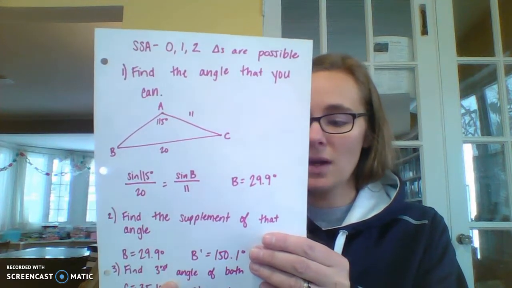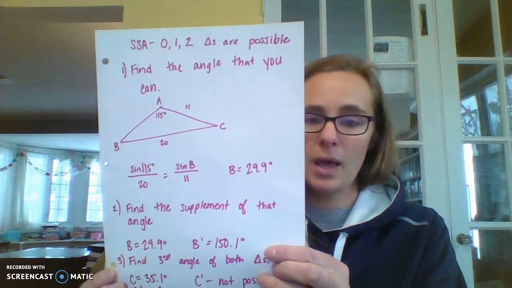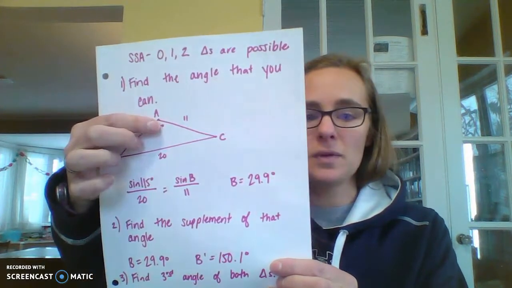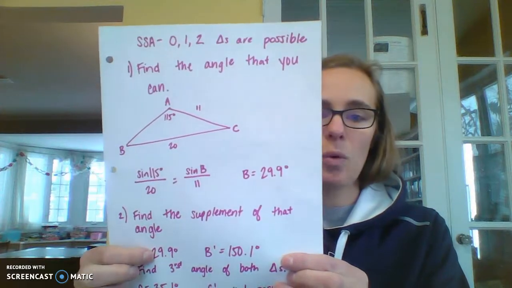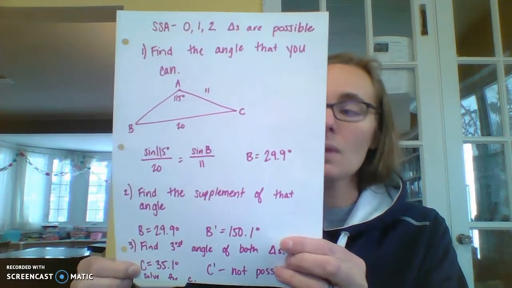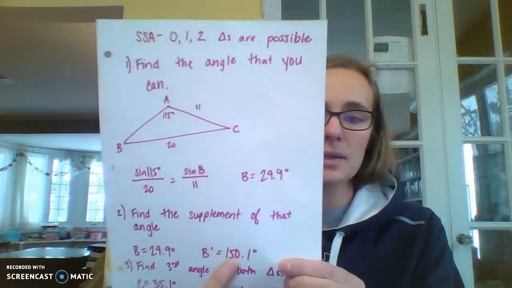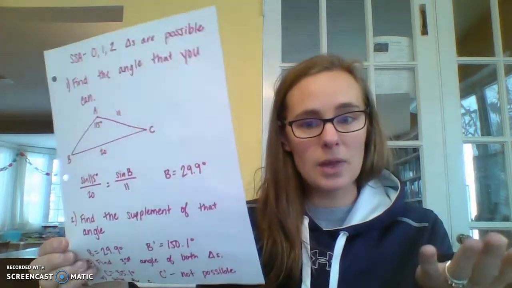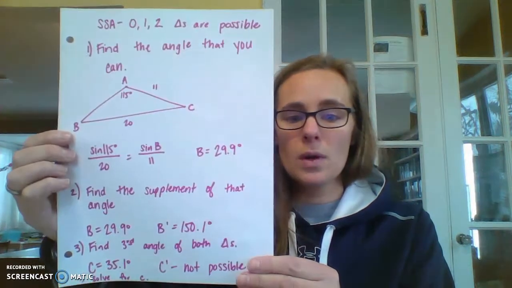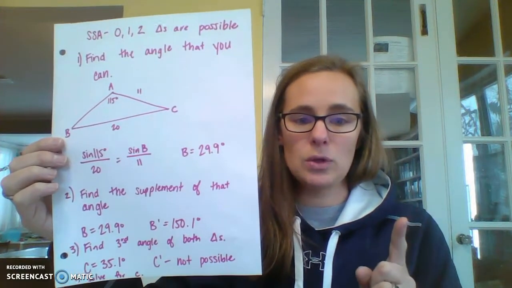Then the third step is find the third angle of both triangles. So all the angles of a triangle add up to 180 degrees. So we have our 115 plus 29.9. The third angle then would be 35.1. For B prime, you would have 115 degrees plus 150.1 degrees. Not then possible to have a third angle because you're already over 180 degrees. So C prime is not possible, so this would be an example where there's just one possible triangle.